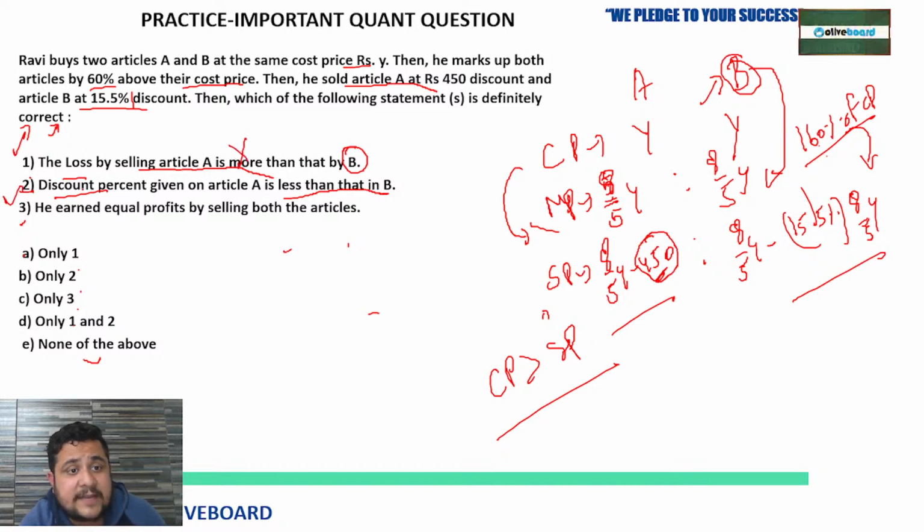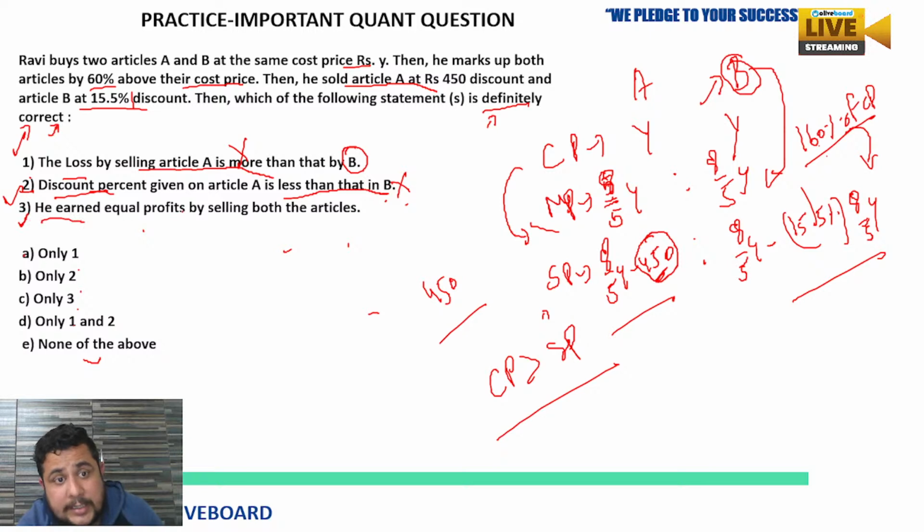Okay. Now second one: discount percent given on article A is less than that in B. So discount percent on article A, that is 450 rupees, in terms of percentage we don't know. And discount on article B is 15.5%. So one thing is given in terms of percentage and one in form of rupees. So we cannot compare because we don't have enough data to decide this, right? Because they are asking what is definitely correct. Definitely means we must have definite data about that. So this one also we cannot say correct.